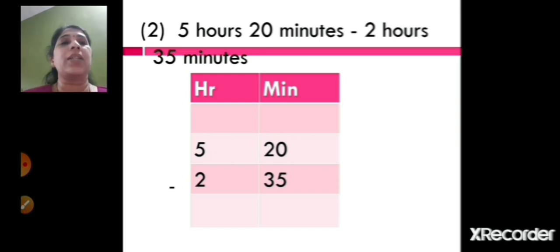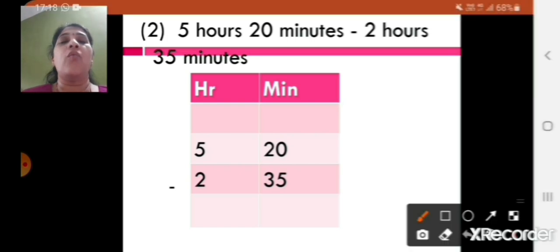Next is 2 hours 35 minutes. Again in the hours column we will write 2 and in the minutes column we will write 35. Now 20 minus 35. You cannot subtract, because 20 is smaller than 35. So what are we going to do? We are going to borrow 1 hour.